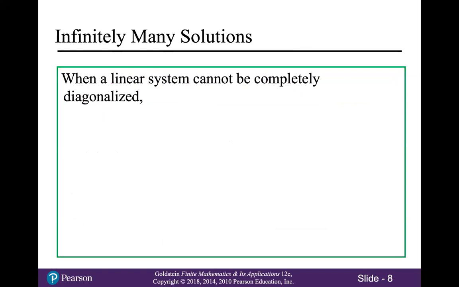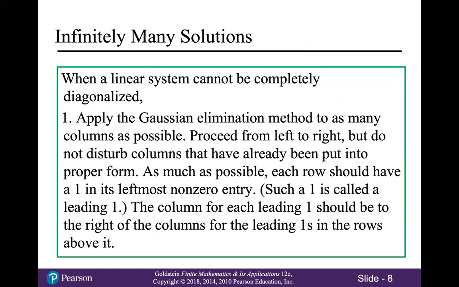When a linear system cannot be completely diagonalized, apply the Gaussian elimination method to as many columns as possible. Proceed from left to right, but do not disturb columns that have already been put into proper form. As much as possible, each row should have a 1 in its leftmost non-zero entry. Such a 1 is called a leading 1. The column for each leading 1 should be to the right of the columns for the leading ones in the rows above it.